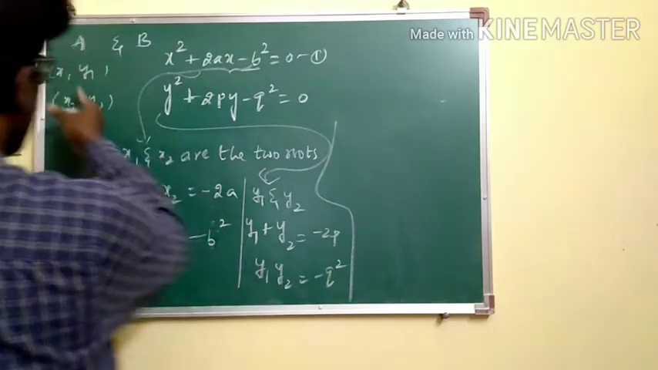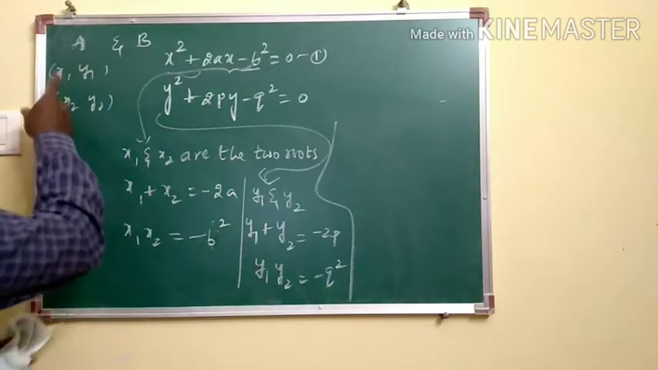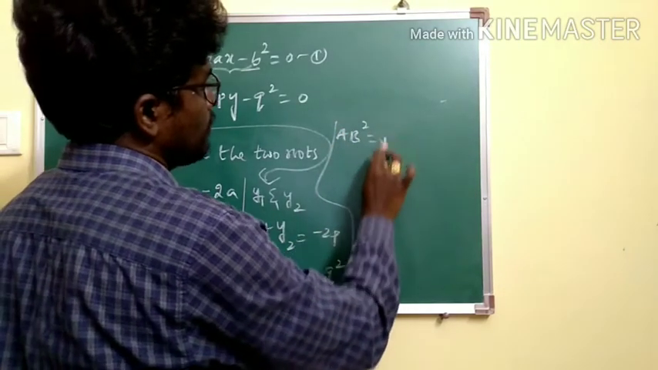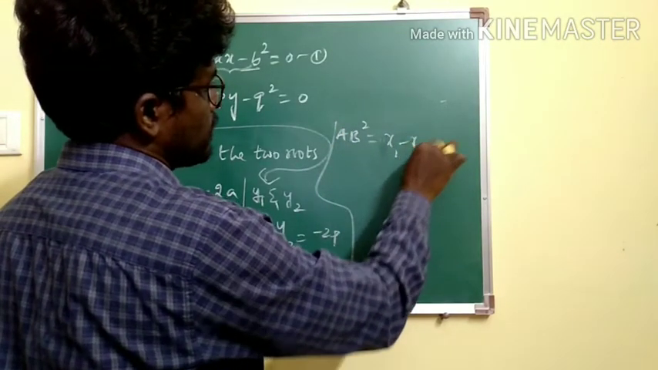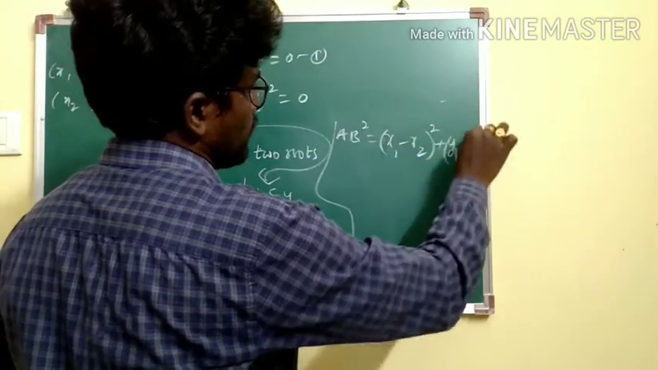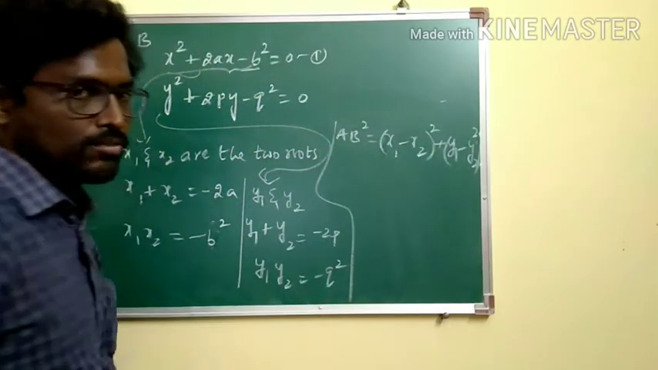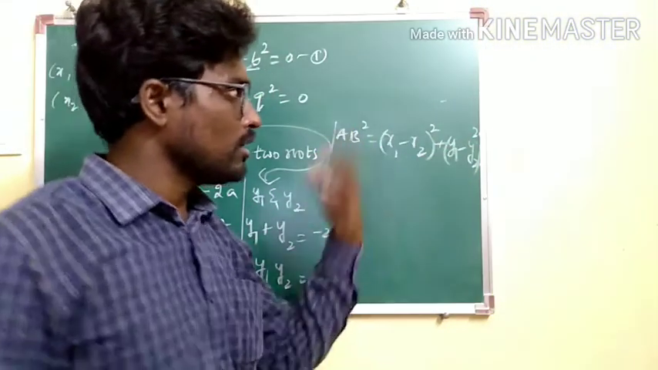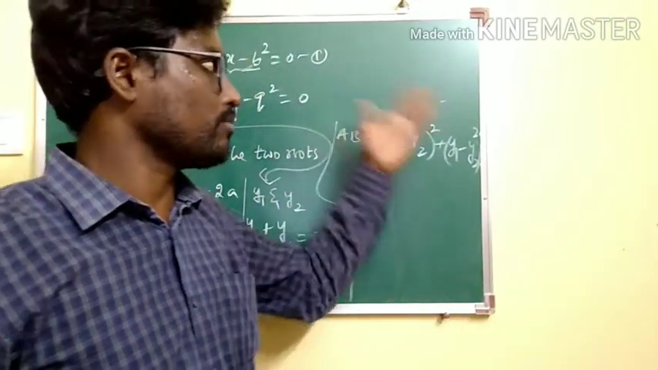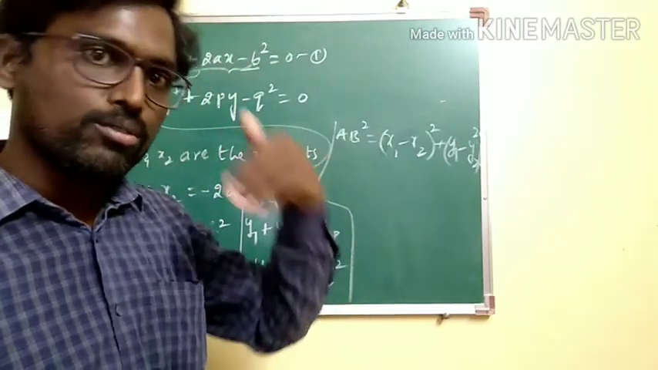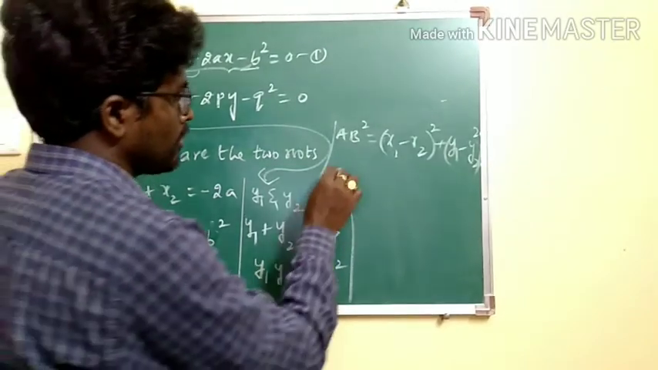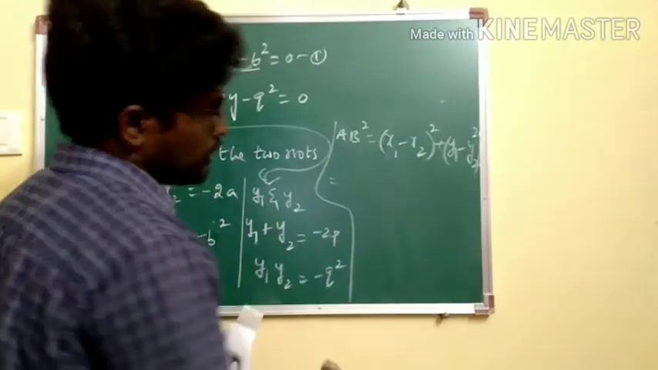What are the points we have considered? x1, y1 and x2, y2. So AB square can be written as x1 minus x2 whole square plus y1 minus y2 whole square. No problem, you can write even x2 minus x1 whole square also, because here we have the power 2. Even if you write x1 minus x2 also, there won't be any issue, because the negative of an even power quantity becomes positive. That's why. So x1 minus x2.